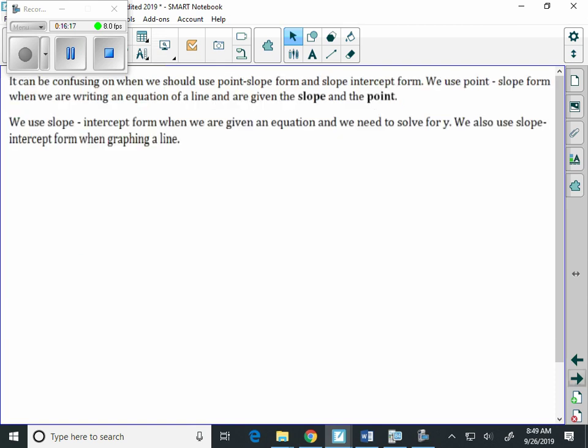Lastly, sometimes it's confusing when we should use point-slope form, which is y minus y1 equals m times x minus x1, and the slope-intercept form, which is y equals mx plus b. In general, use point-slope form when we're writing an equation, and use slope-intercept form when we're graphing. When we write an equation, though, we need to be given the slope and a point to use the point-slope form.